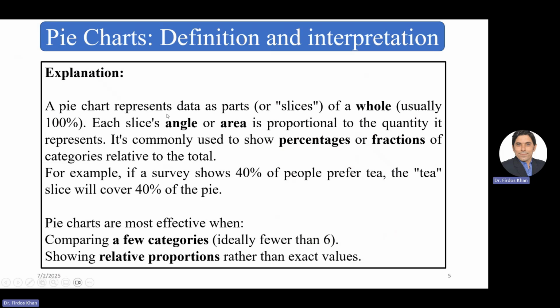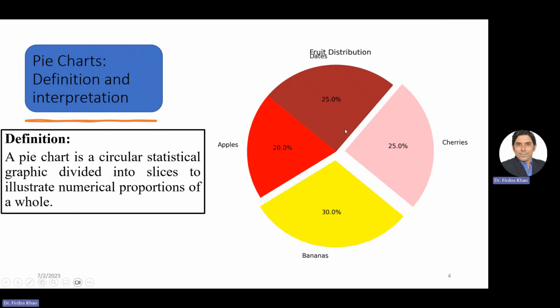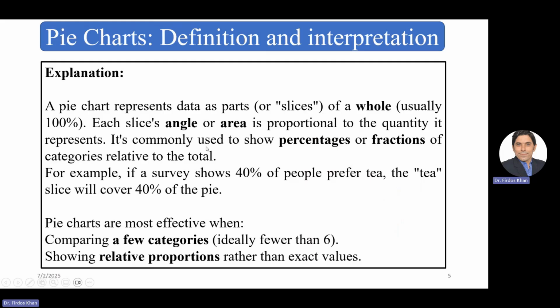A pie chart represents data as parts or slices of a whole, usually in percentage. So that means 100%. The whole is 100%, and you represent each as some percentage of the whole. Each slice's angle or area is proportional to the quantity it represents. So of course, the area is proportional to the quantity. You will see like 30%, just look at this, the 30% is a bigger slice. Just look at this 30%, and then 25%, 25%, and 20% as smaller slices. So this slice represents the proportion of the data which they have.